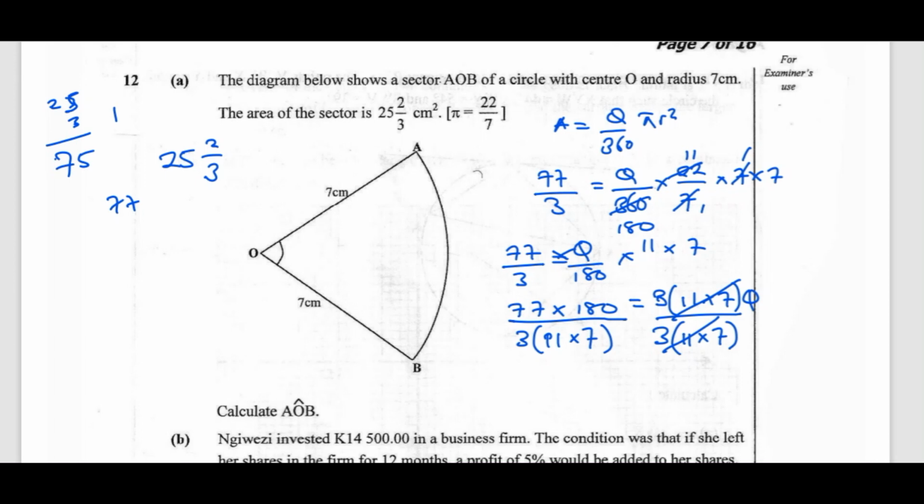So 7 can cancel, 7 it is 1, 7 here it is 11. What else can we cancel here? So we have 3 into 3 it is 1, 3 into 180 it is 60. So we have 11 times 60, and then here we have 11 as well. So meaning that 11 here can cancel, 11 here it will cancel. So we'll remain with 60. So 60 is equal to theta. So therefore, theta is equal to 60. So this 60 is what we are asked to find.